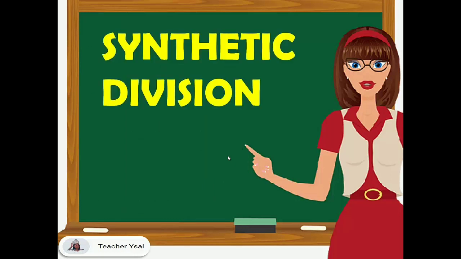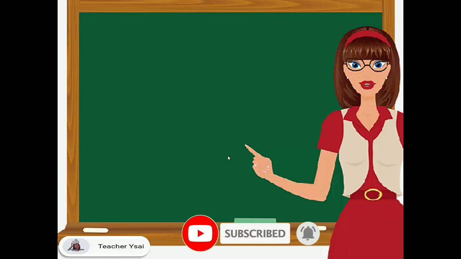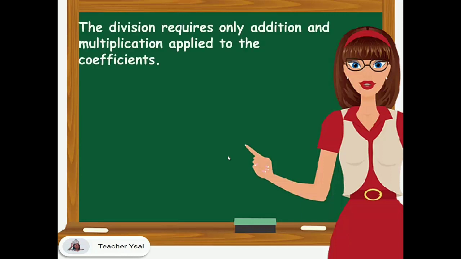Synthetic division. In this part, we will perform synthetic division on two polynomials, differentiate the usual division from synthetic division, and compute the remainder upon performing division between two polynomials using synthetic division. Another method of division, which has a very short and simple procedure, is called synthetic division. Unlike the usual division, which includes the four fundamental operations, the division requires only addition and multiplication applied to the coefficients.